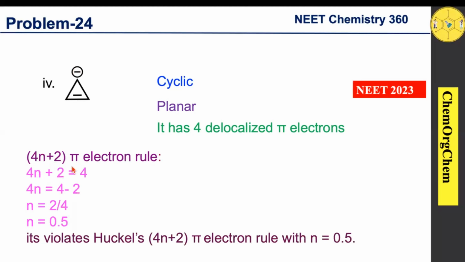So 4n plus 2 equal to 4, since it has 4 delocalized pi electrons. Now you move this plus 2 to this side, which becomes minus 2, so 4n equals 4 minus 2, which gives us n equal to 2 by 4, and finally n is 0.5. So it also violates the Huckel's 4n plus 2 pi electron rule.